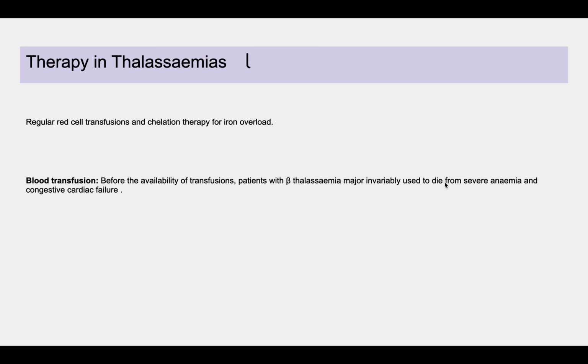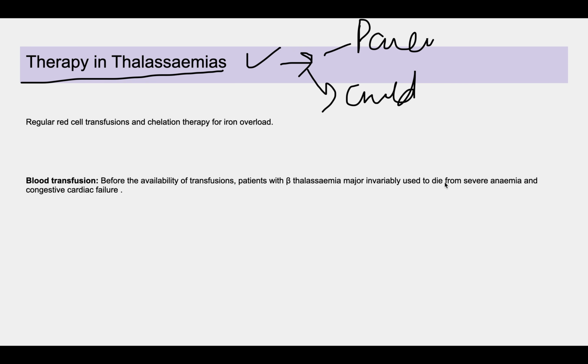Now going to the various therapies which we give in a thalassemia patient. Firstly, the therapy can be for the child and also for the parents, because it's a very long standing disease. It requires financial support. The parents have to provide the financial support, the psychological support. So various societies also exist for the support of the patient. Then for the child, regular red blood cell transfusions are given, and chelation therapy is given for the iron overload.